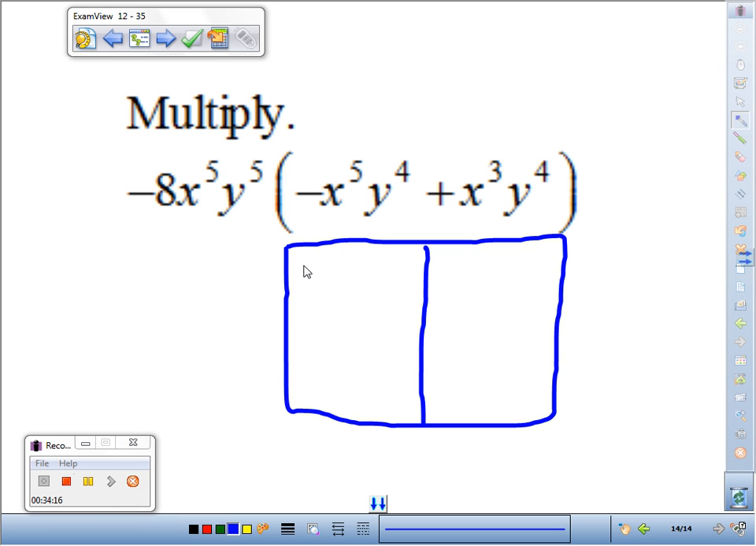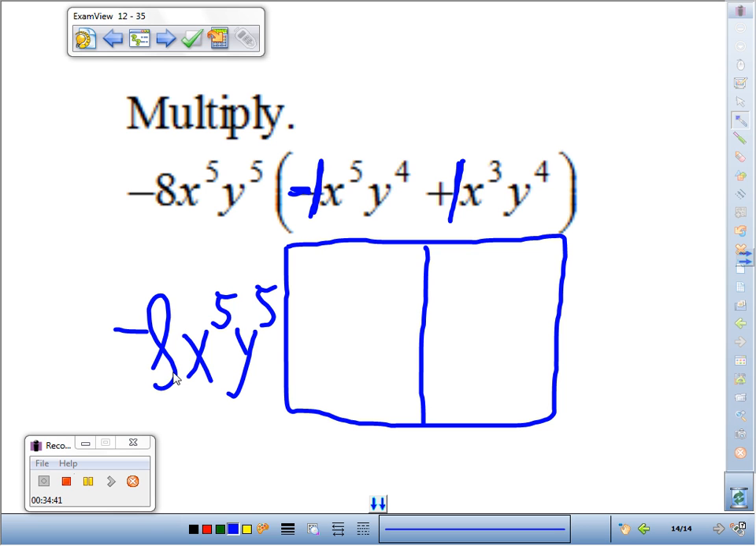All right? Now, inside of the parentheses, when you see something without a coefficient, I want you to write the coefficient. This is negative 1, and this is positive 1. Because right now we're going to be multiplying, and some of you are going to get lost with that. This one we write here on the side. Negative 8x^5y^5. So, basically we're doing distributive property. I'm going to multiply this one times the first term.